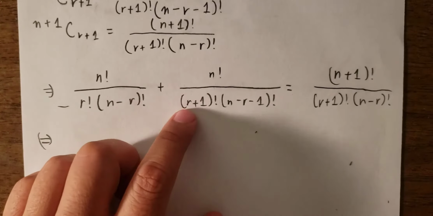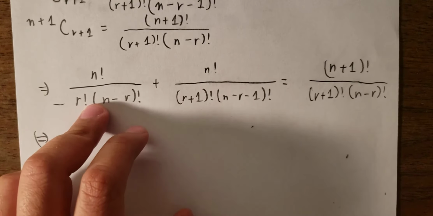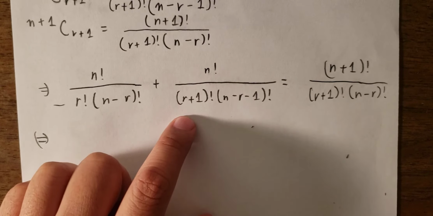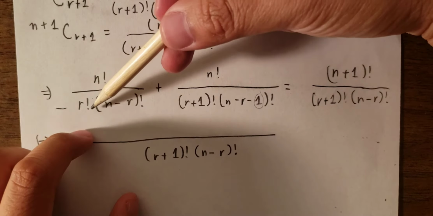So we have r plus 1 here. (r plus 1) factorial is higher than r factorial, so we will find a common denominator. We will put r plus 1 here because that is the highest, and we compare n minus r and n minus r minus 1. This one is below n minus r by 1 unit, so the common denominator is n minus r factorial. So we have r with the factorial here.